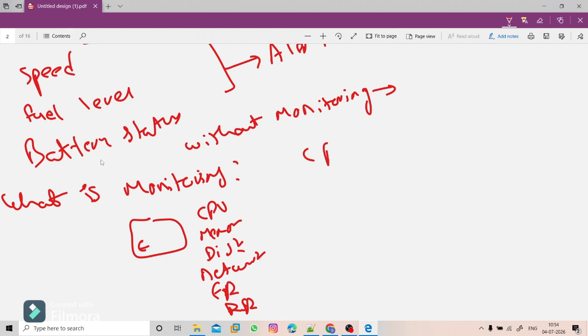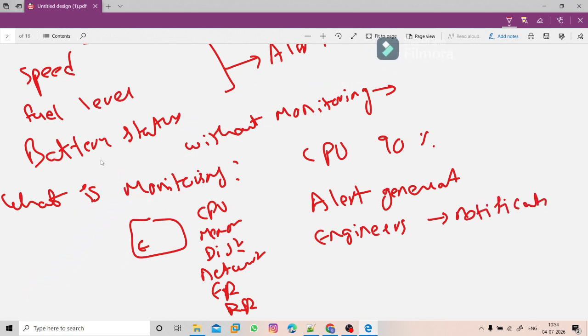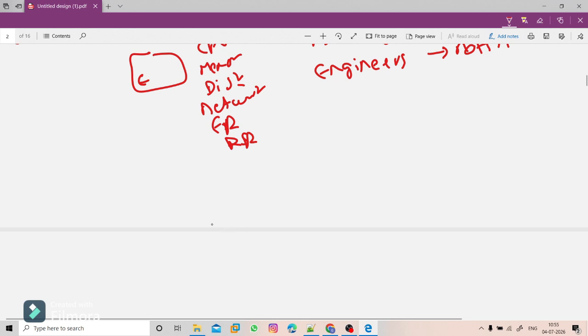Suppose CPU usage crosses 90%, then immediately an alert will be generated. The engineer receives the notification, then investigates before users are affected. That's monitoring. Monitoring only focuses on known problems. You already know what to measure, you define the threshold, you configure alerts, and the system notifies you. That's monitoring.